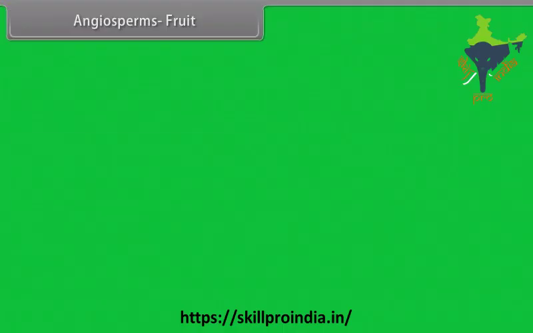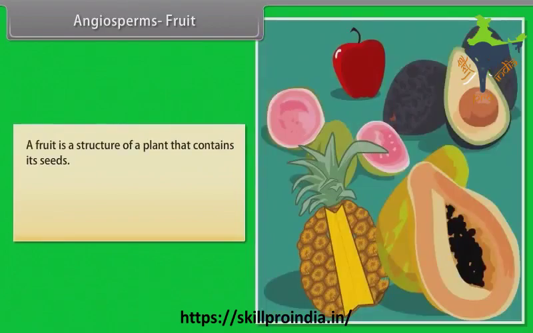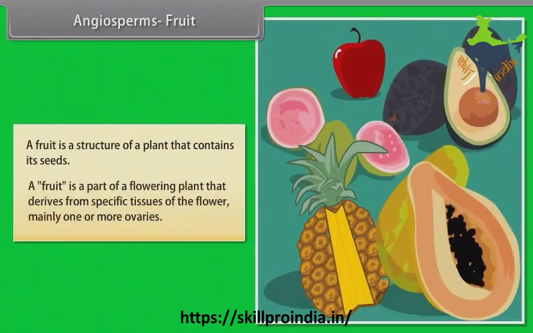Angiosperms, fruit. A fruit is a structure of a plant that contains its seeds. A fruit is a part of a flowering plant that derives from specific tissues of the flower, mainly 1 or more ovaries.